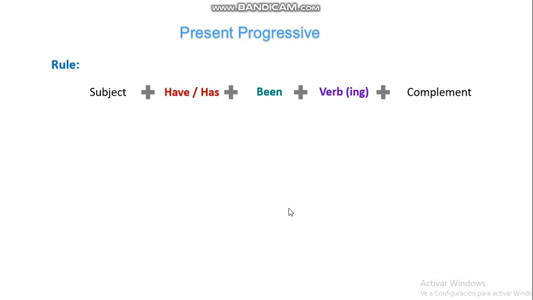Now, we are going to see as well the rule of the present perfect progressive. We begin again with the subject plus have, has, plus been, plus verb with ing, plus complement. Okay? Why do we have has? When do we use has, for example? We use has for the third person singular, which is he, she, or it. And we use have for all the other subjects that we have.